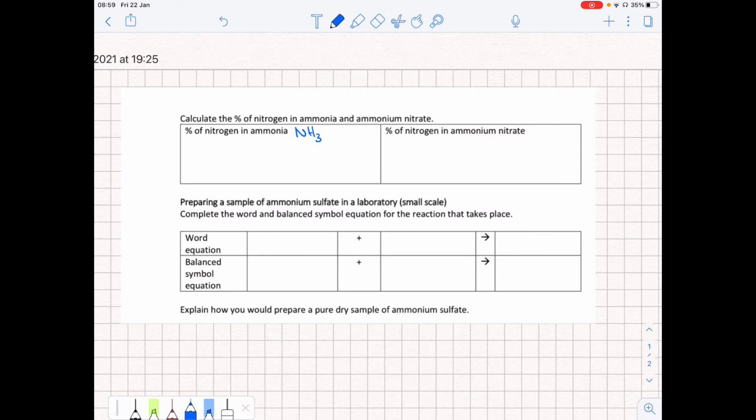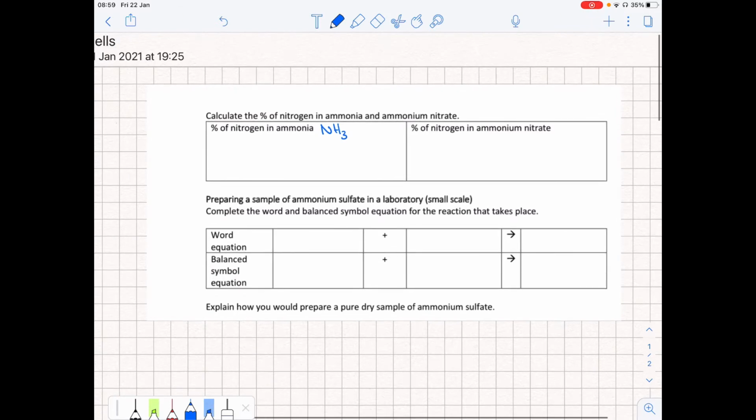The first step is to calculate the relative formula mass for ammonia. To do that, we separate this out. There is one nitrogen, and nitrogen has a mass of 14 from the periodic table. There are 3 hydrogens, each with a mass of 1, so that gives me 3 in total. Add it up, and I get a total relative formula mass for ammonia of 17.